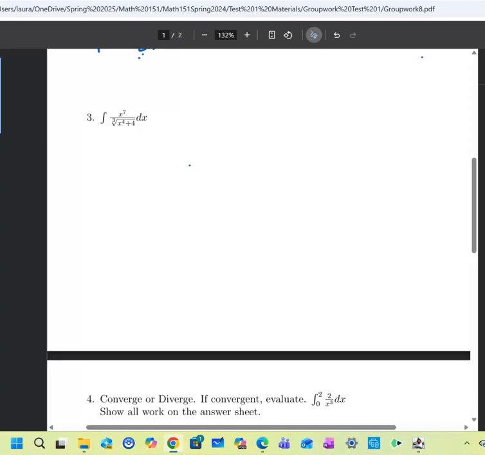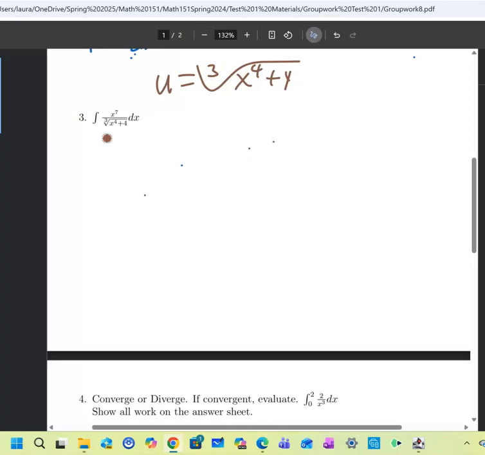And the principle with tricky u is let u equal more than you usually do. So I'm going to let u equal the whole denominator. And again, a principle with tricky u is you want to kind of sort of solve for the x before you take the derivative. Okay, so I'm going to say u cubed minus 4 equals x to the 4th. Now I'm going to take the derivative.